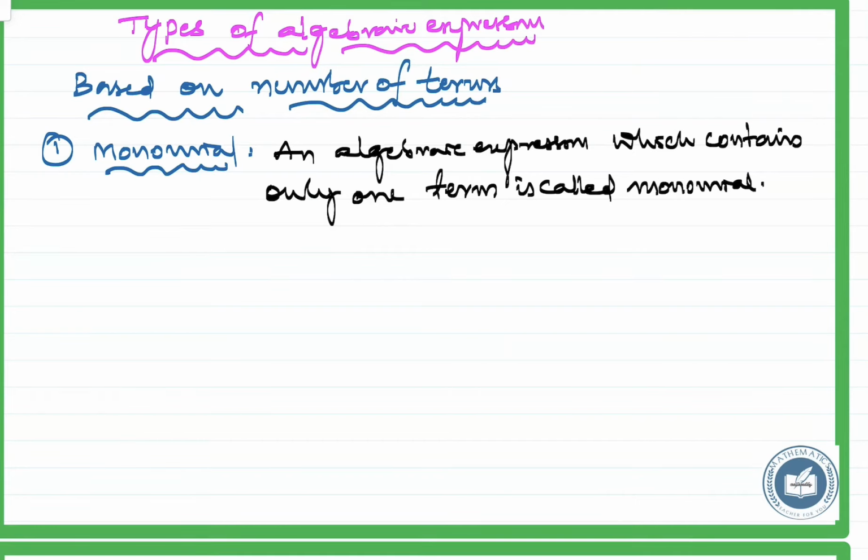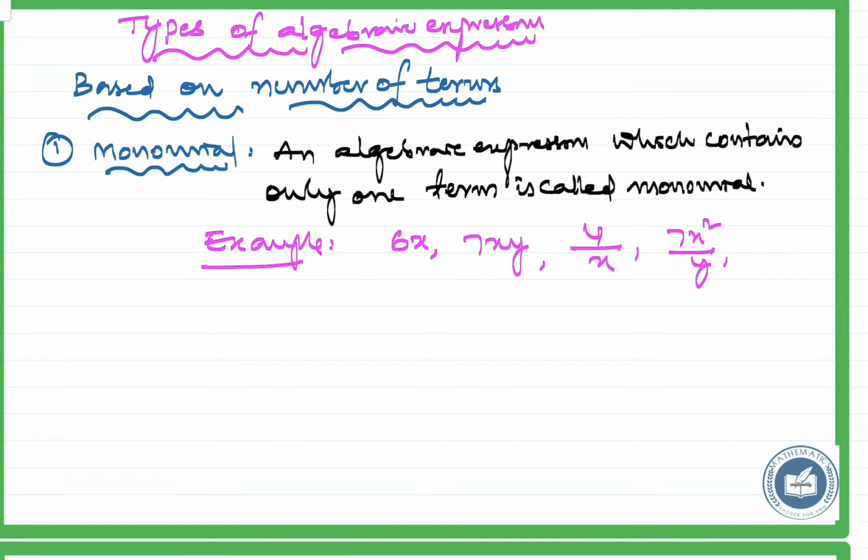So here it may be a constant, it may be a variable, whatever it may be. I am going to write the examples here. Suppose 6x, this is only one term. 7xy, 4 upon x, x square y, and 8a square b square c. Only one term is there in each expression. So any algebraic expression which contains only one term is called a monomial.